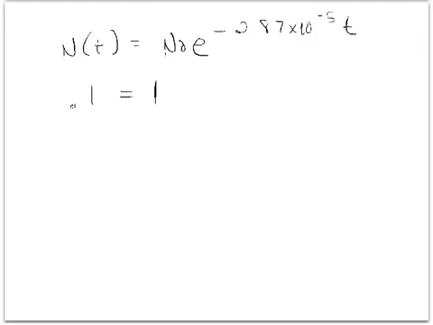So now we have N of t equals N of 0 times e to the negative 2.87 times 10 to the negative 5th t. Okay, now we have to solve for t. So our final amount is going to be 0.1. That was in the problem. Our initial amount is 1.